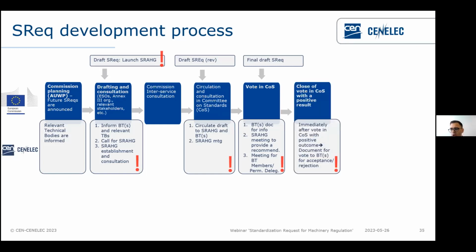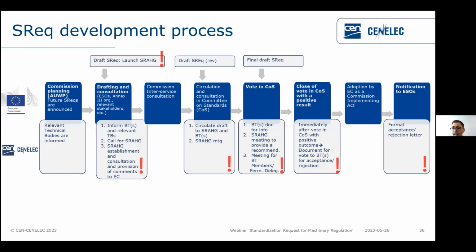Once the voting in COS closes with a positive result, then CCMC will prepare a draft BT document for decision by correspondence. So the technical boards would have 4 weeks to vote on whether the final draft standardization request can be accepted or not. At the same time, more or less, the Commission starts the procedures for the adoption of the standardization request as a Commission implementing act, and then will notify CEN and CENELEC on the adoption of such standardization request. And then once we are notified, we have 1 month to inform the European Commission via formal letter whether we accept or not the standardization request.